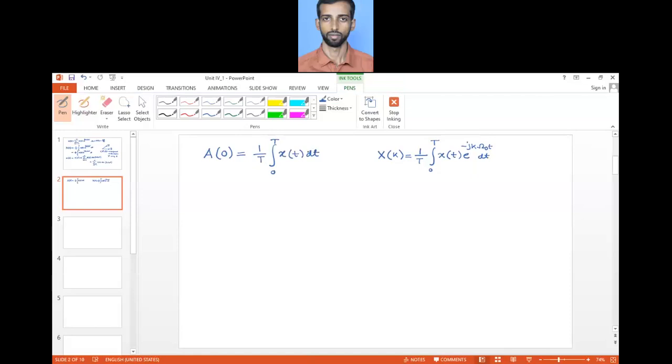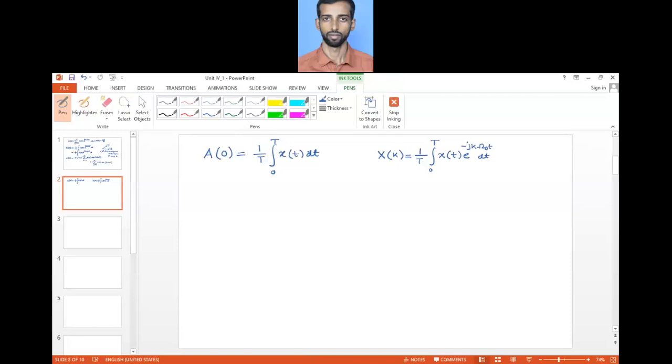So physically what does it signify? 1 by T integration 0 to T x of t dt will give us the average value of the signal x of t, because x of t is a continuous periodic signal. If you calculate this integration over 0 to T and multiply with 1 by T, that will give you the average component or the DC content of the signal. So by virtue of this, we can segregate the DC component.